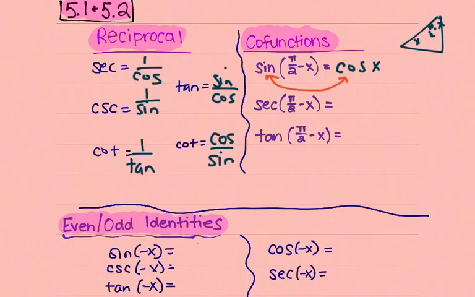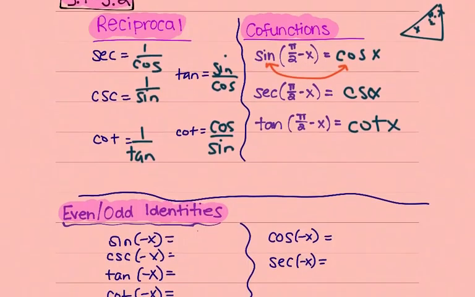So I could say the cosine of pi over 2 minus x equals sine. Secant matches with what? Cosecant. And tangent matches cotangent. So again, the more you know of these, the easier it's going to be.